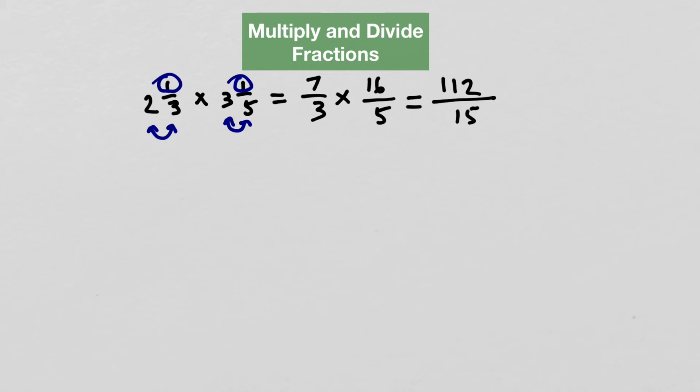Okay? Some problems will require you to change this into mixed numbers. So you may have to rewrite this into a mixed number. So 15 goes into 112 how many times? Let's take a look. 112 divided by 15. So we're going to estimate 15 goes into this number by 7.